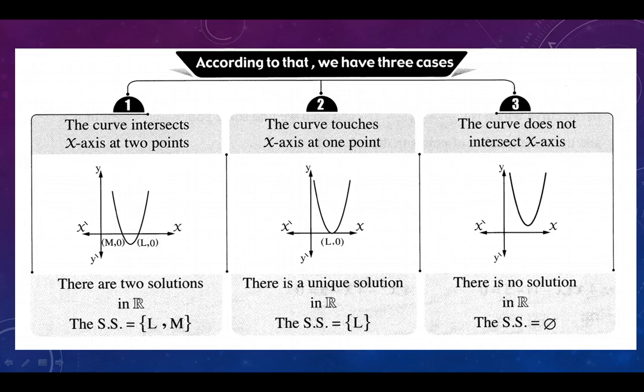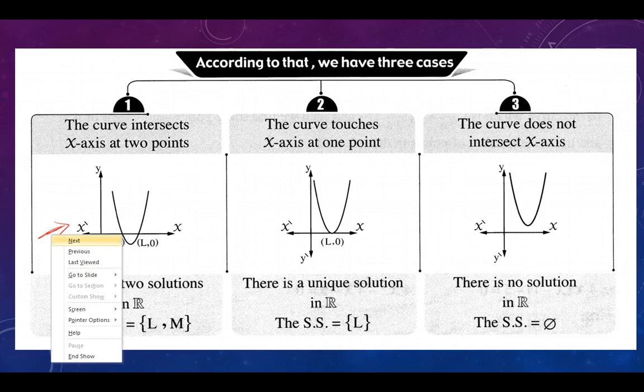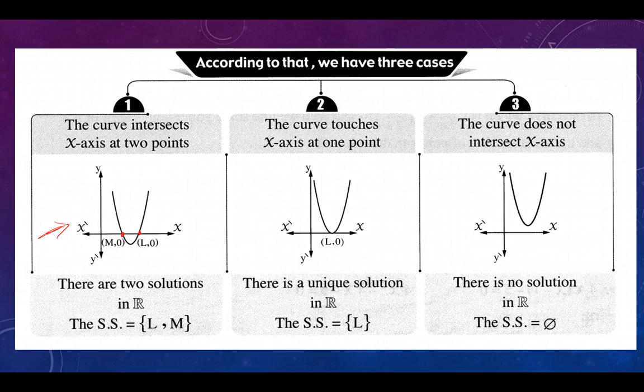According to that, we have three cases. Okay? The first case, the curve intersects x-axis at 2 points. Here, in this example, you can see that the curve of the function intersects x-axis at 2 points, M and 0 and L and 0. So, the solution set will be x coordinates only, M and L. The set whose elements are L and M.